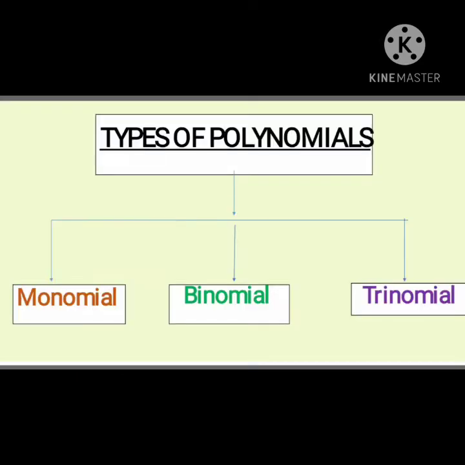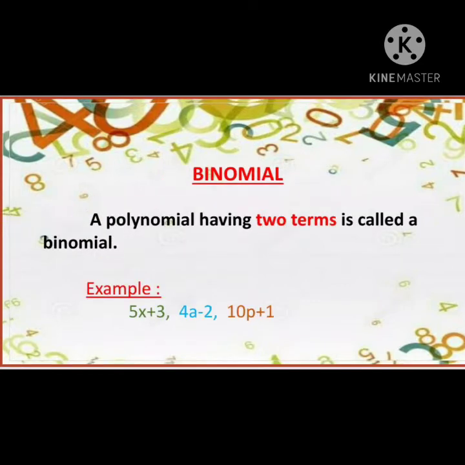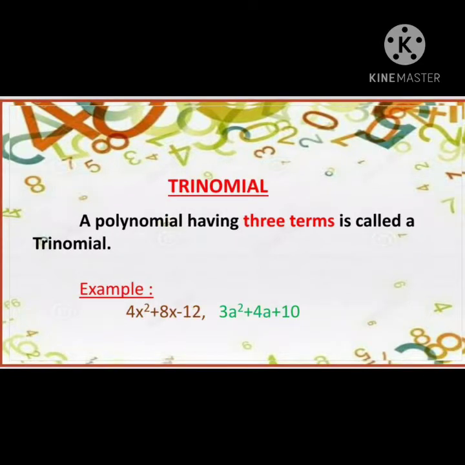That is, monomial, binomial, and trinomial. The definition of monomial is a polynomial having one term is called monomial. The definition of binomial is a polynomial having two terms is called binomial. And the definition of trinomial is a polynomial having three terms is called trinomial.